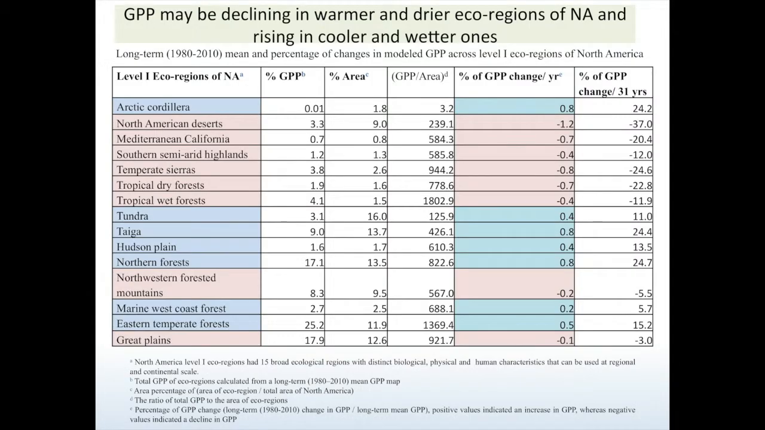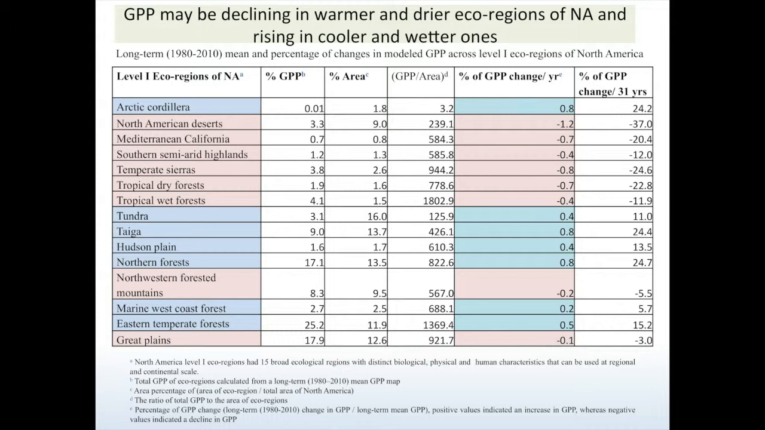There seems to be evidence that GPP may be declining in warmer and drier ecoregions and rising in cooler and wetter ones. So here are the level 1 ecoregions of North America. This is sort of a general definition of ecoregions across North America. This is the percent that contribute to GPP. The main point I want to note from this slide is that the ones that are in blue are cooler and wetter. The ones that are in light red are warmer and drier.